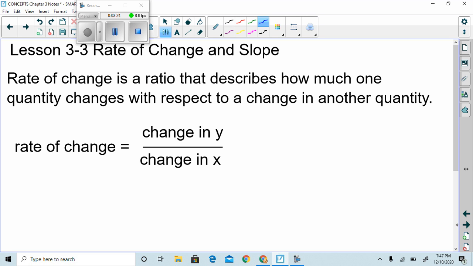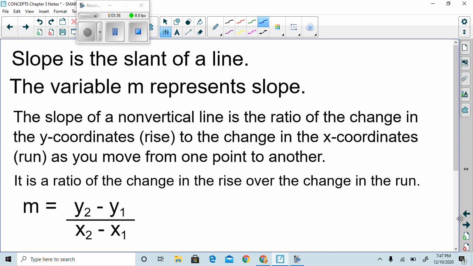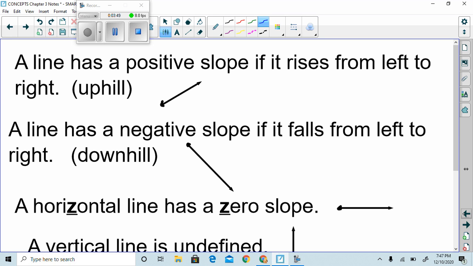Today I also want to talk a little bit about rate of change or slope. Rate of change is this ratio that tells me quantity changes in respect to another in a ratio form. If I look at this, slope is the slant of a line, and the variable m represents slope. We're going to use the slope formula and 2 points on the line to calculate slope. We're also going to find out that there are 4 basic types of slope.